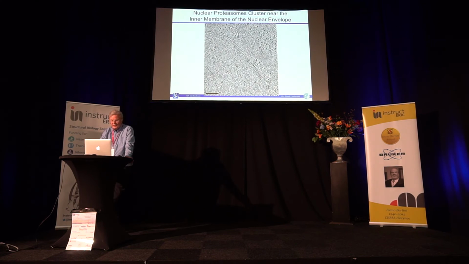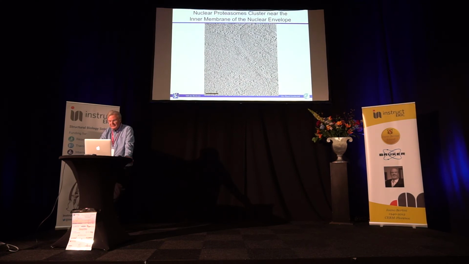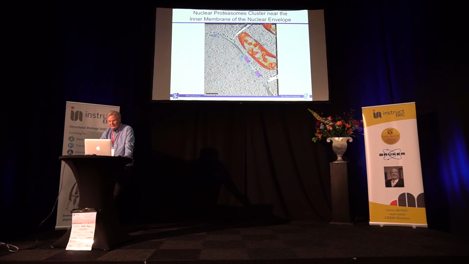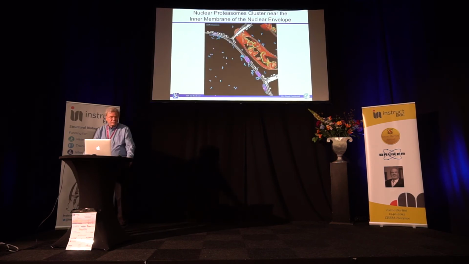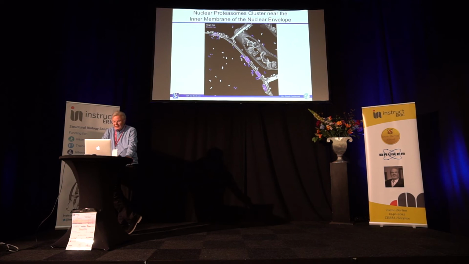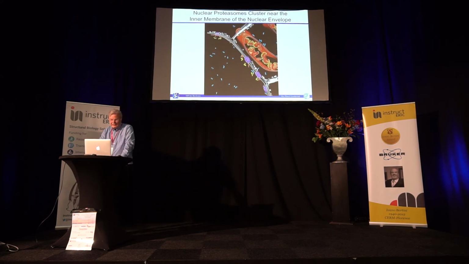On the left-hand side, we are inside the nucleus. On the right-hand side, we are in the cytosol. You recognize the mitochondrion. You see the nuclear pore complexes. Now, in light blue, you see the positions of all 26S proteasomes in the nucleus, some of them in the vicinity of nuclear pore complexes. Actually, most of them. We can distinguish between the different states in the functional cycle.